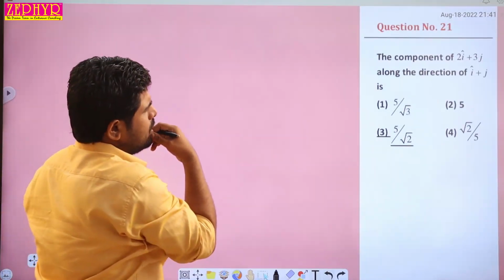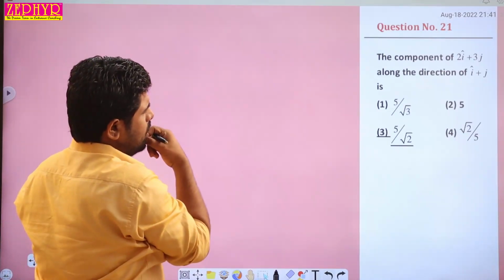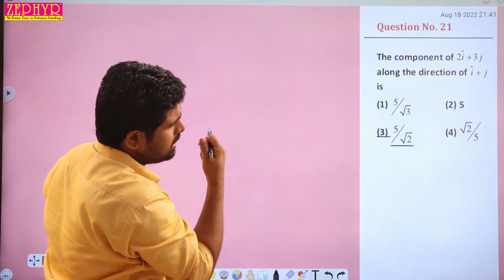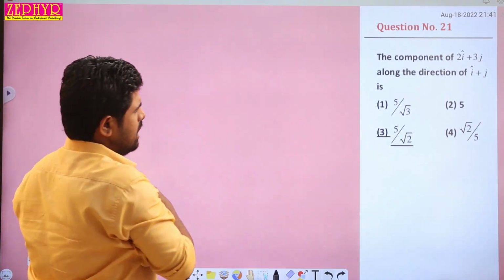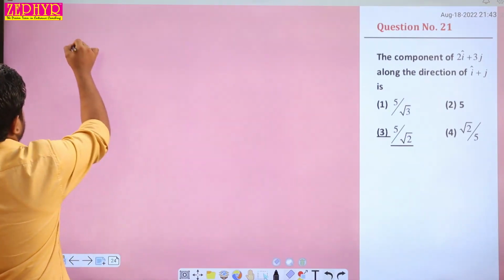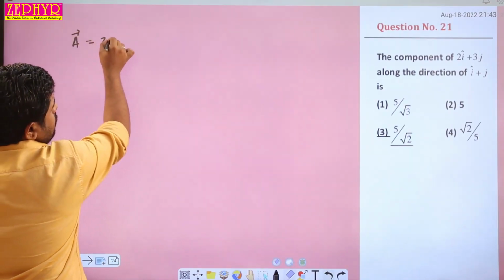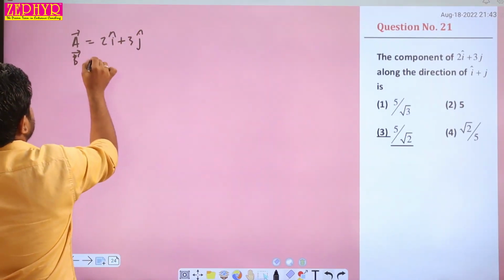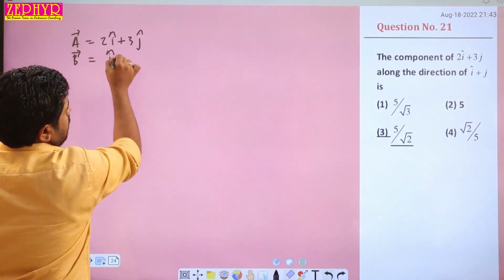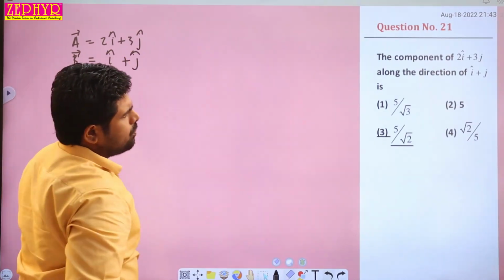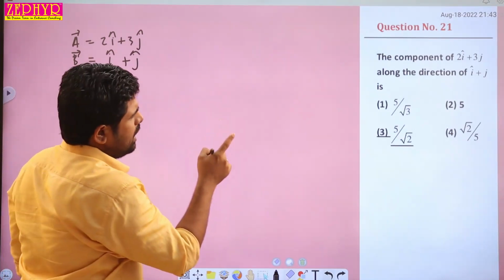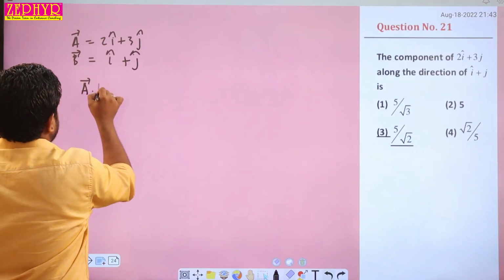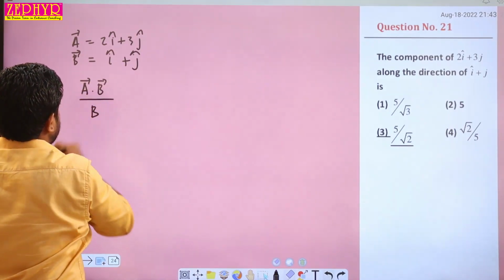21, the component of 2 i cap plus 3 j cap along the direction of i plus j vector is... Okay. So here you just consider a vector, that is equal to 2 i cap plus 3 j cap, and b vector, that is equal to i cap plus j cap. So to find out the component of A vector along the direction of B vector, we use the expression A vector dot B vector all divided by magnitude of B.